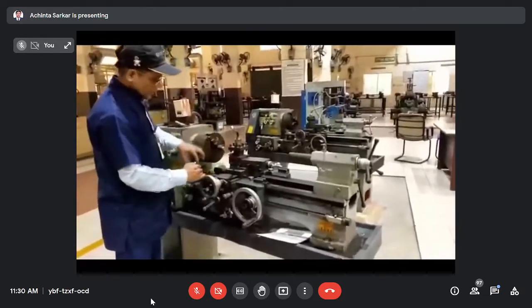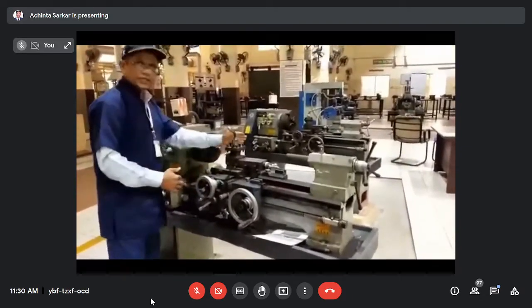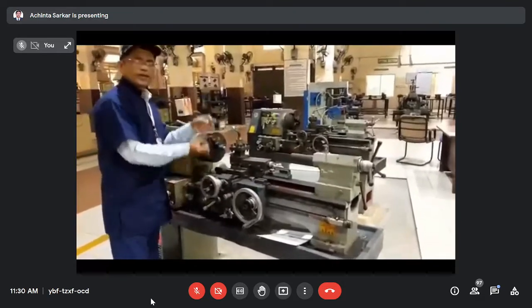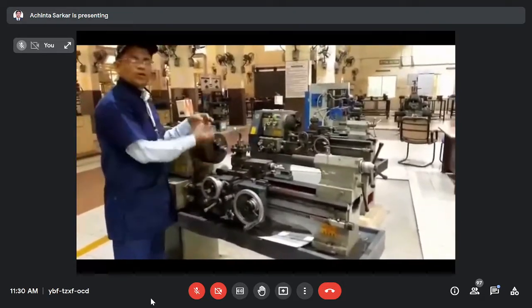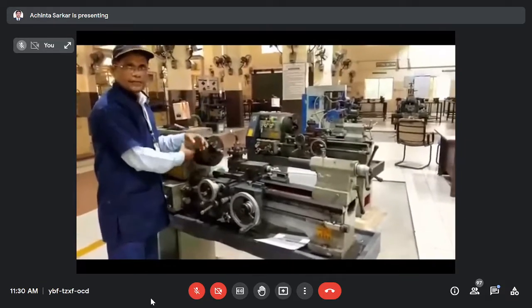What result we get from the x direction and y direction, I will show you in the demonstration when I operate the machine or start your experiment. At that time I will show.